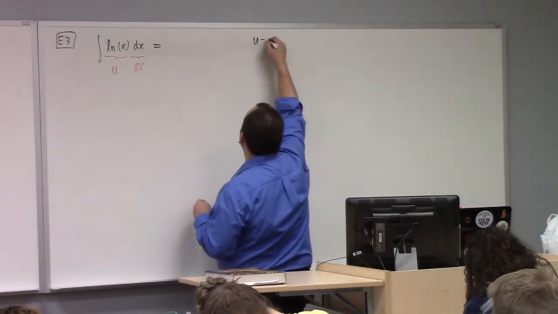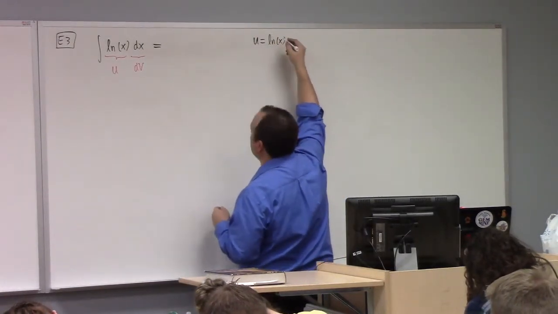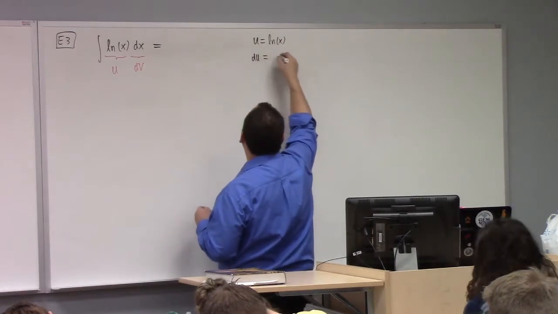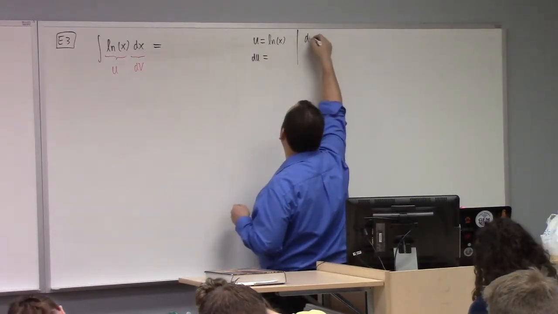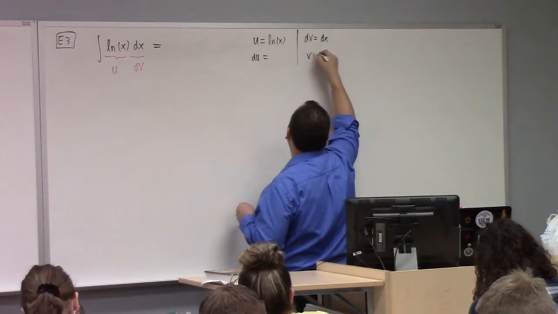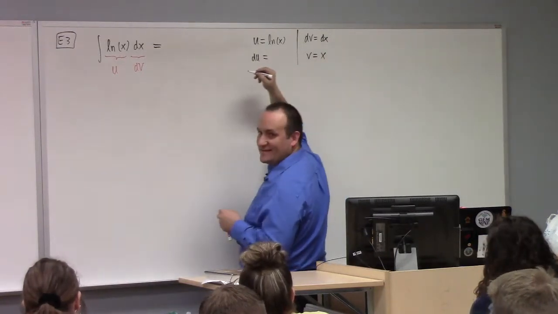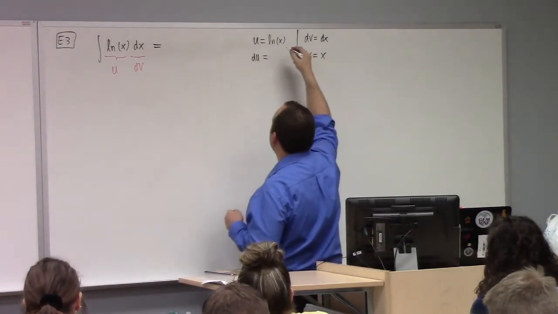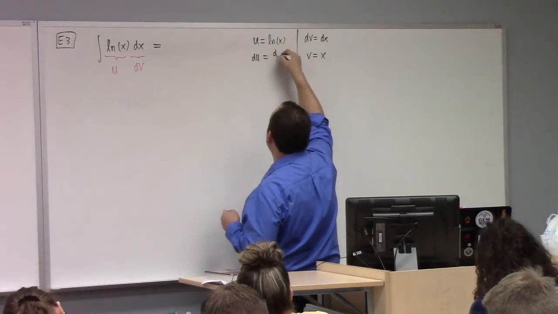So there we go. u equals natural log of x. I mean, it remains to be seen whether or not it's going to work. What's du here? I'll do the v. v is x. du is what? 1 over x, so we've got dx over x, right?